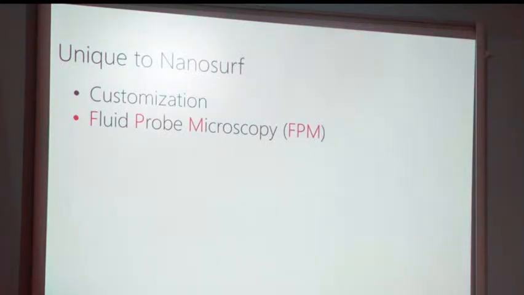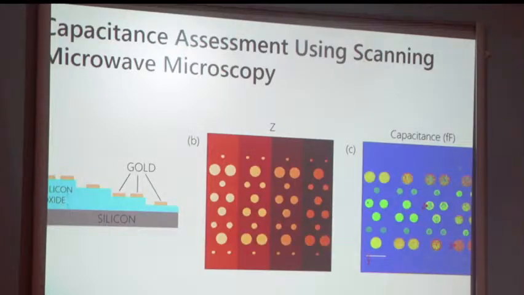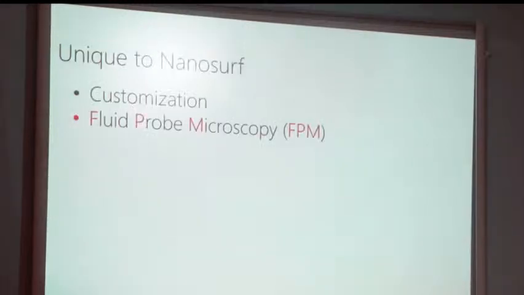Then in the last step, I will show you what is unique to NanoSharp at this moment. Whatever I showed you, all these points, are more or less related to all kinds of AFM companies. This is not special to NanoSharp, but this is our data, so that's why I demonstrated it. But what is unique to NanoSharp, and no other company can provide, is this. One is called customization, and the second one is called fluid probe microscopy.